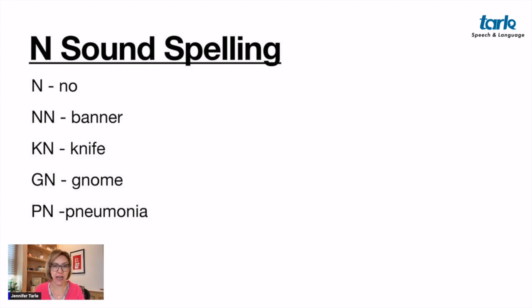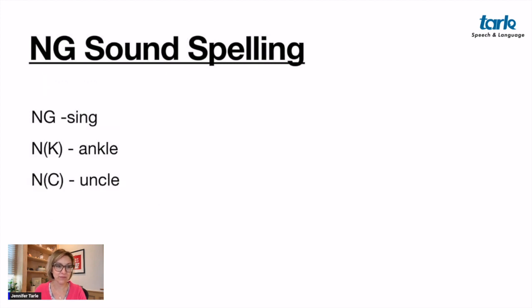KN, GN, and PN at the beginning of a word are always going to have a silent letter, and we're just going to say that N. So KN in knife, GN in gnome, and PN in pneumonia. So a lot of silent letters here for that N sound.